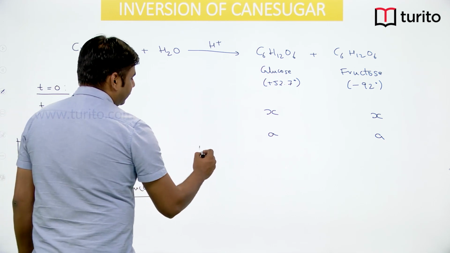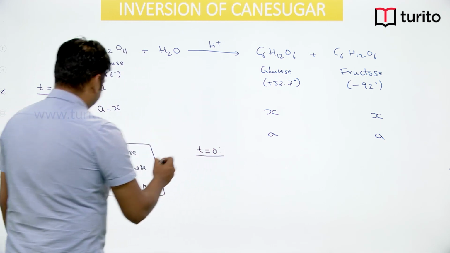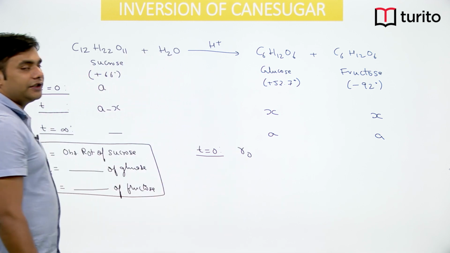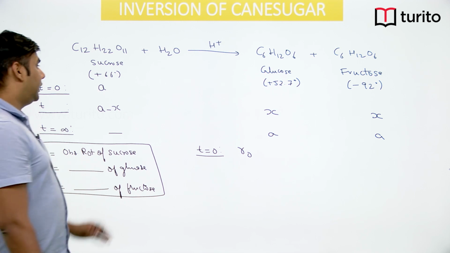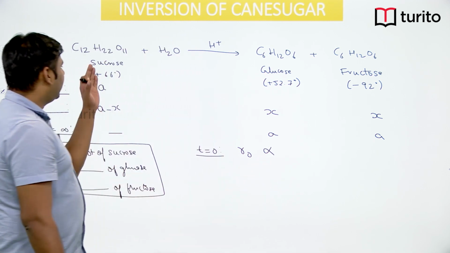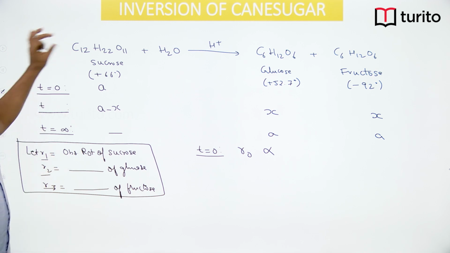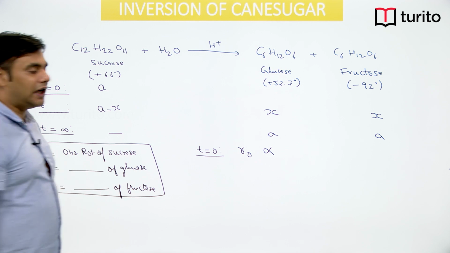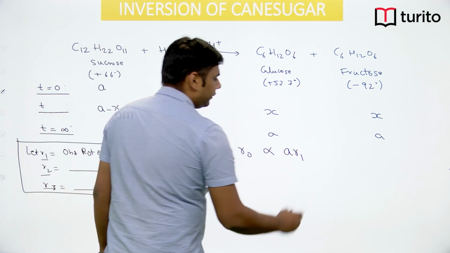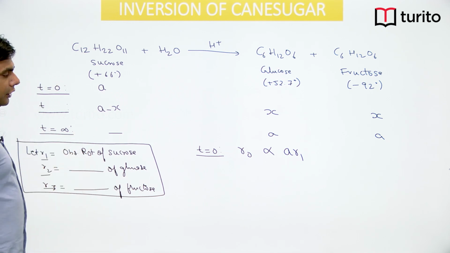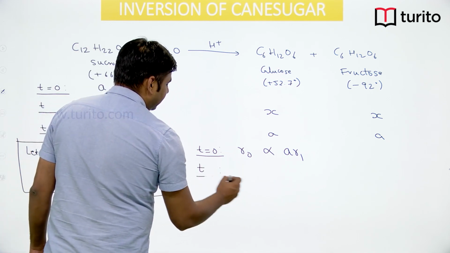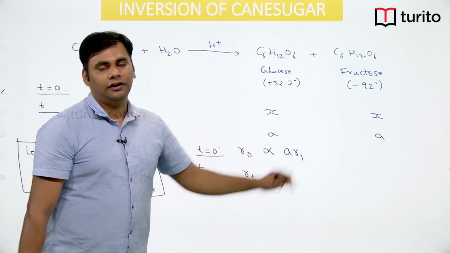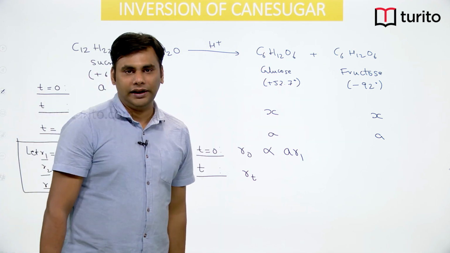So say at time t is equal to 0, we'll say that the optical rotation is R0. R0 is basically the optical rotation at time t is equal to 0. This will be proportional to the amount of rotation that sucrose is carrying out. Its moles are A and the observed rotation is R1, so it will be A into R1, because this was defined per mole. Say after time t, the optical rotation would be due to sucrose, glucose as well as fructose, because all of them are capable of rotating the light.